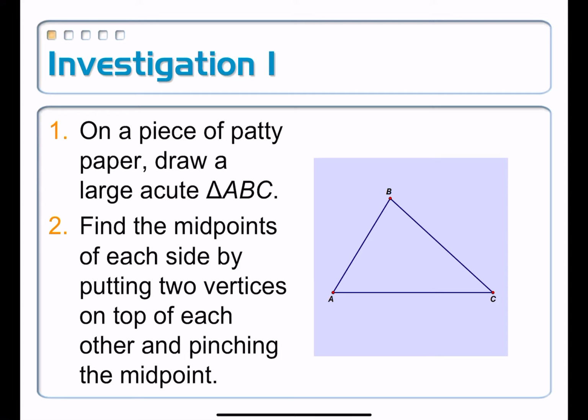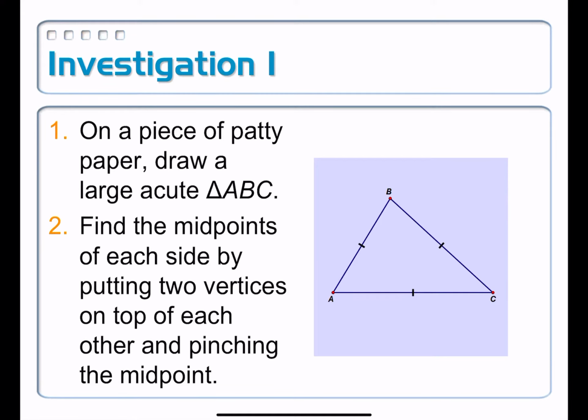You put point A on top of point B, and you make a little crease, right? And then right there is the midpoint. Then I do the same thing for point B and C. I put point B on top of point C, make a little crease, and then there's the midpoints of those two sides. I just got to do this one more time. Put A on top of C, make a little crease, and I have my third midpoint.